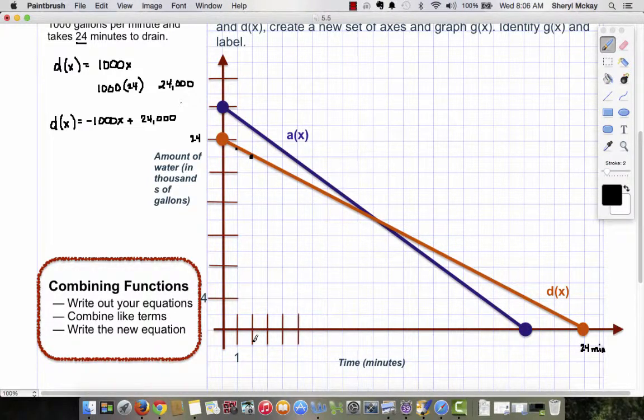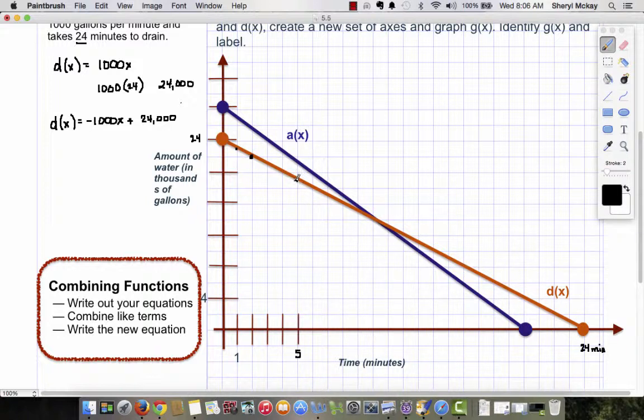So let's see, this is 1, 2, 3, 4, 5. Let's say this is 5 right here. How much has drained from his pool in 5 minutes? Well, by looking at my graph, it looks like it's halfway between this one and this one. So this one's 20 and this one's 16, which means this one must be 18, right? And so this must be 19,000. So at 5 minutes, it's drained to 19,000.